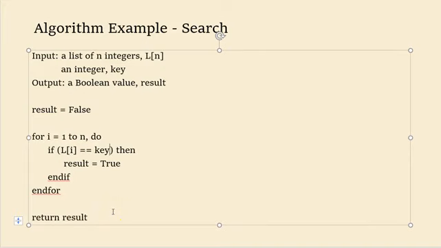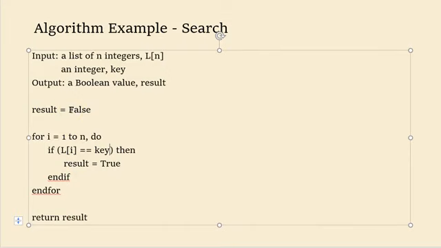So think about what happens if the key was not in the list. Let's say the numbers were between 0 and 100 and the key was 5,000. Then we start out with result equals false. Asking the question if L sub I is equal to the key is always going to be false. Therefore, we will never execute the line that says result equals true, and the result remains false throughout the entire computation.